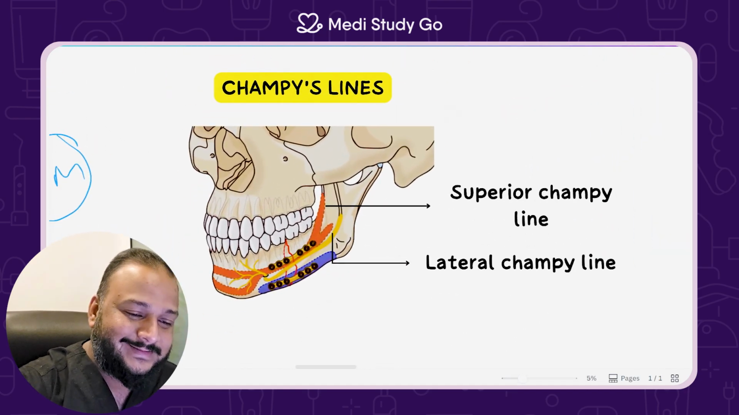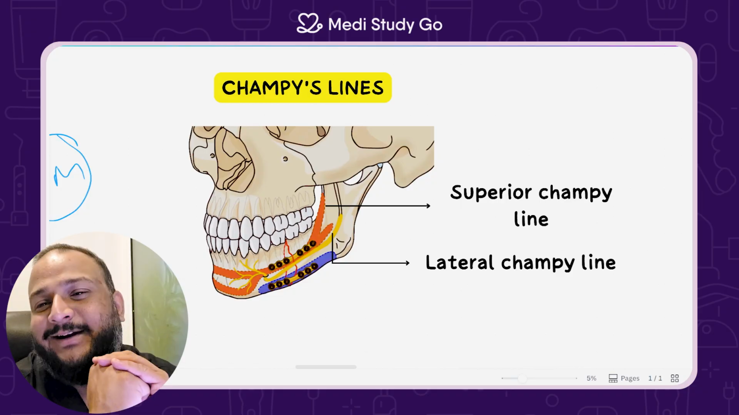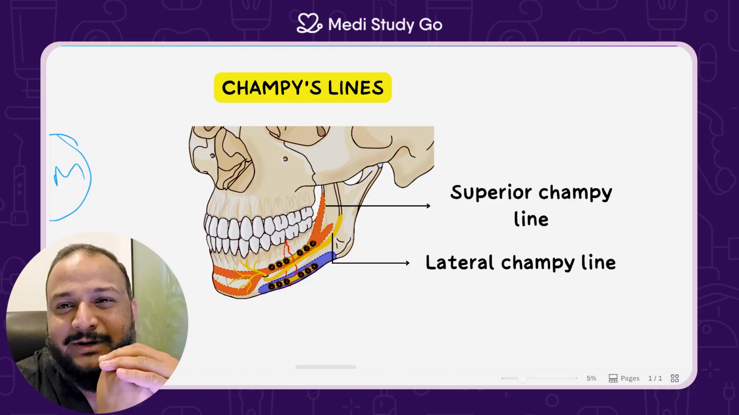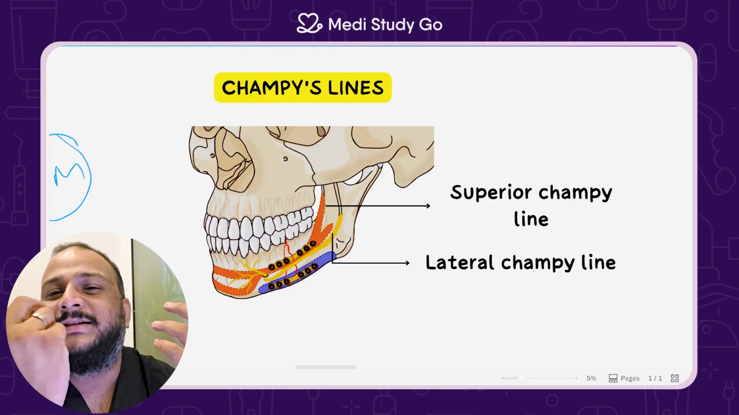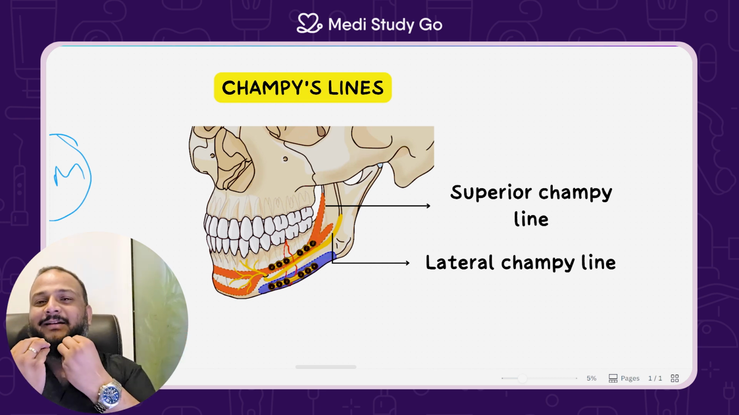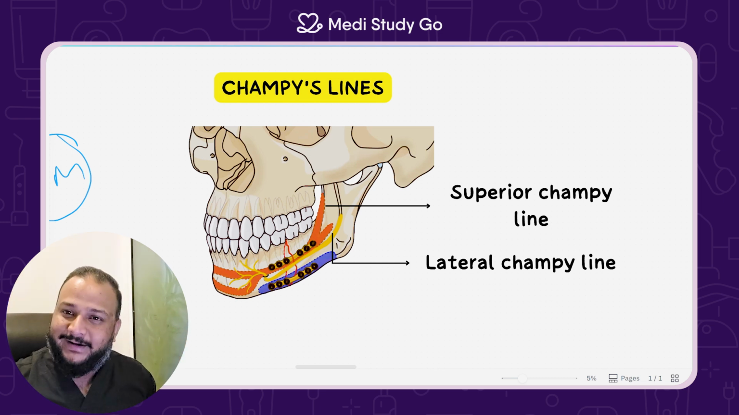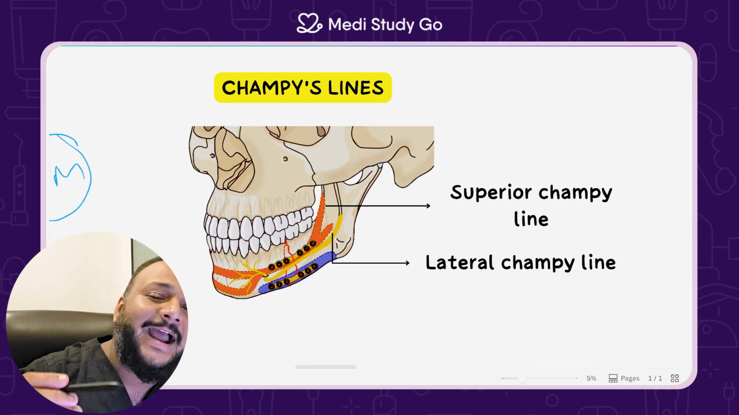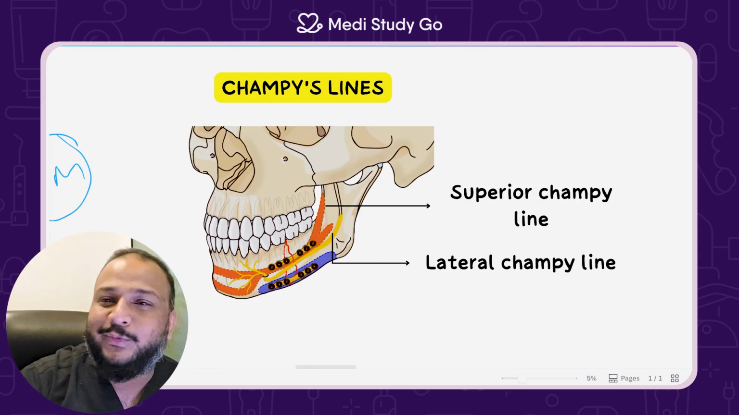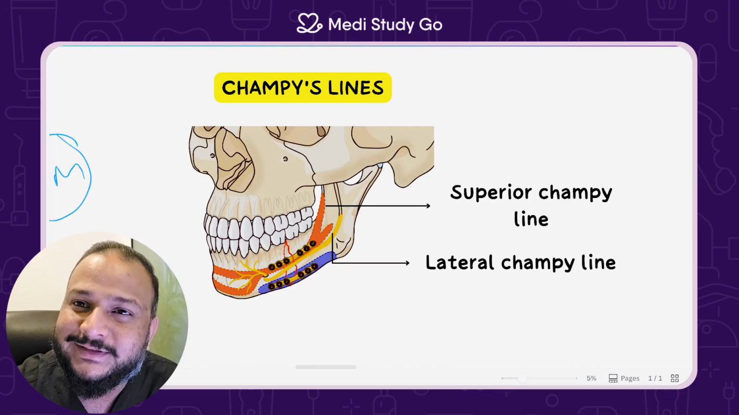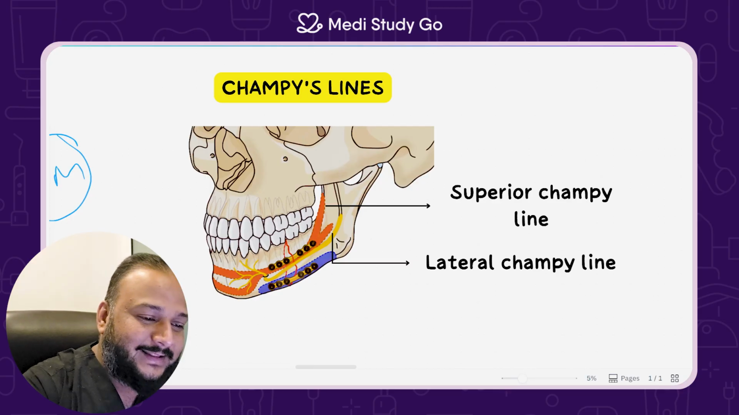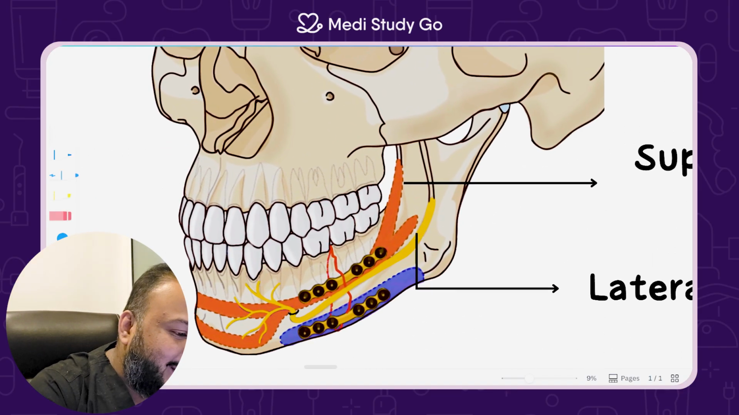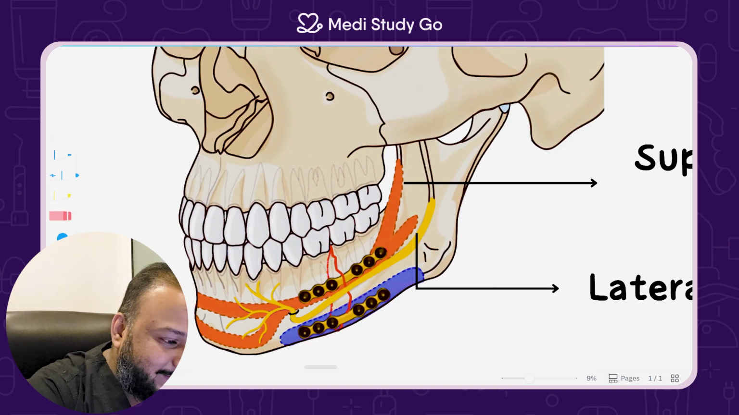they come into existence? So the scientists decided, all right, we don't want these bulky plates, we'll make something simpler. So these were mini plates that they invented. When these mini plates were invented, they had to find a position to place them. And what position did they find? Look at these. These are your Champy's lines of osteosynthesis.